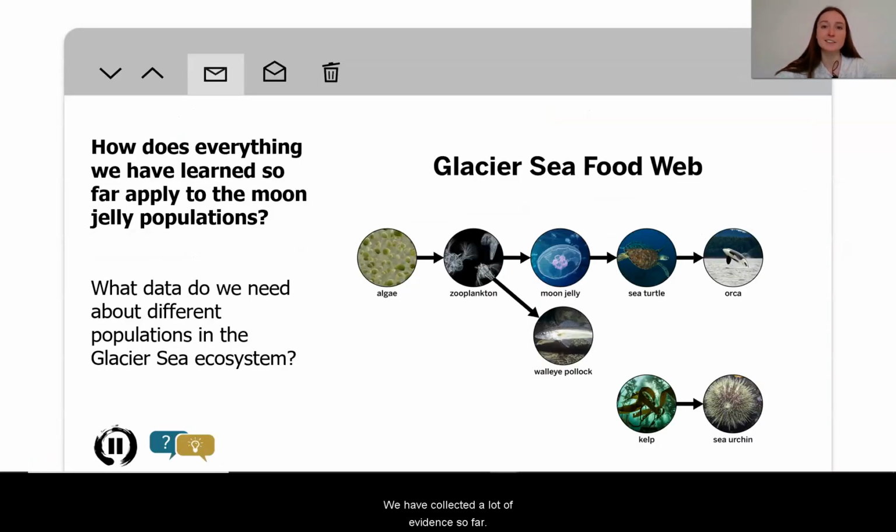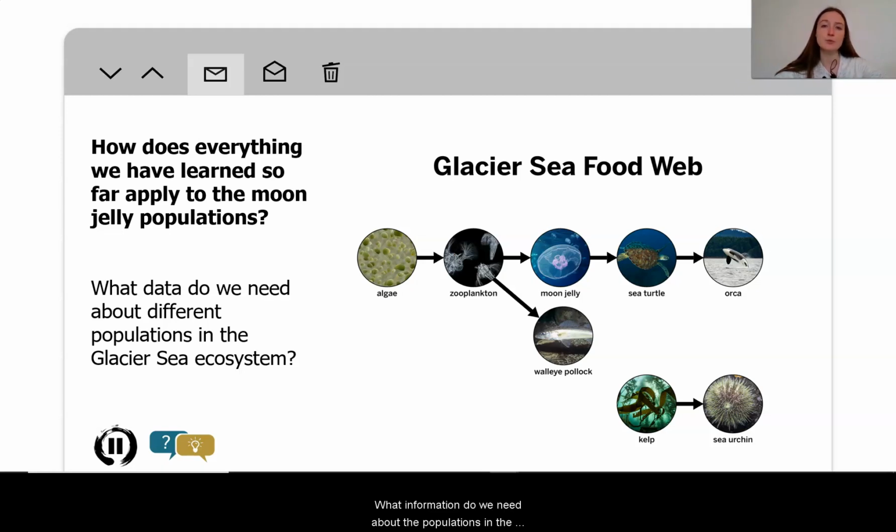We have collected a lot of evidence so far, and we're not done yet. But we can maybe answer some more questions about our moon jelly populations. How can we apply all of this understanding about births and deaths and things that affect them to what could possibly be going on with our moon jellies?